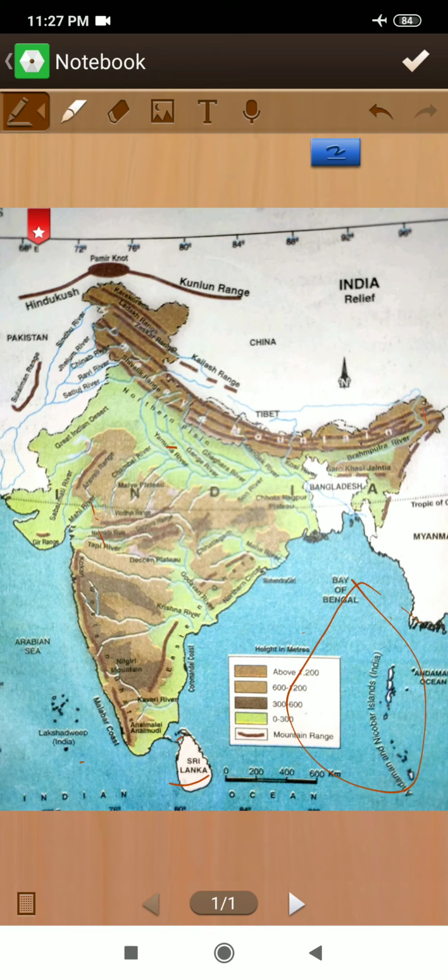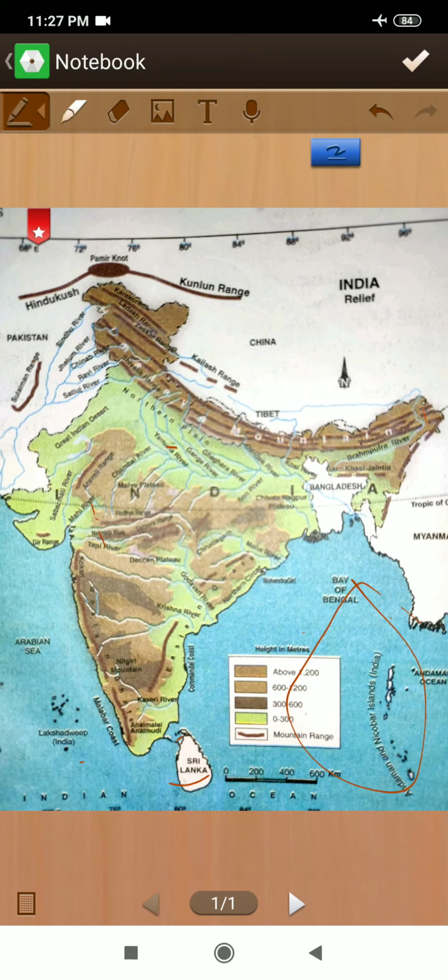Here the number of islands is also more, and these are situated very far from the Indian coast. See, Lakshadweep islands are not so far from the Indian coast, they are near Kerala. But as we see here in the image, the Andaman Nicobar Islands are very far away from the Indian coast, and they are situated in the Bay of Bengal.